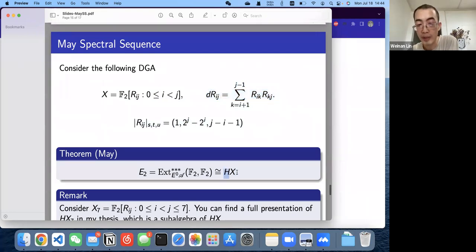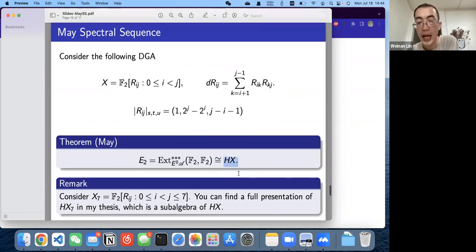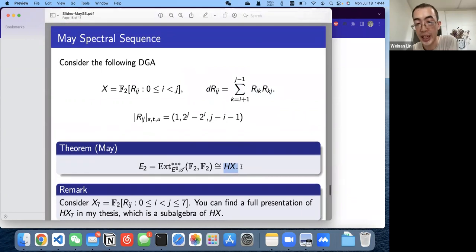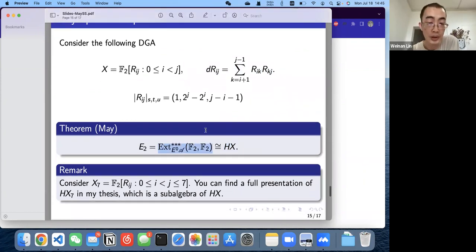The homology of X is not known yet for the complete description. Actually, in my thesis, I have a conjecture to describe the entire E2 page completely, but it's a conjecture that I was not able to prove yet. But I've done something in low stems.